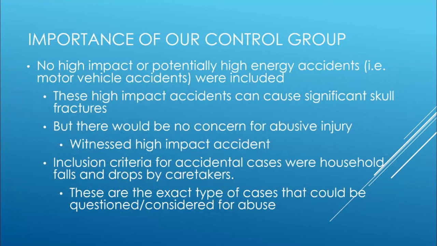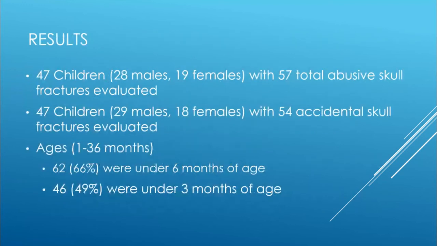In our control group, our accidental group, we did not include any high impact or potentially high energy accidents, such as a motor vehicle accident. These kinds of accidents can cause serious, significant skull fractures, and there's no concern in these cases for abusive injury. Our inclusion criteria for our control group, we were looking for accidental cases such as household falls and drops by caretakers. The reasoning for this is these are the exact kinds of cases physicians are going to be evaluating and questioning or considering for abusive injury.